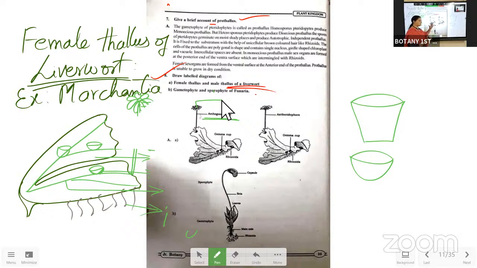If I am saying these are the fingers, then what is this? This is not a leg. This is the hand, isn't it? And this is the palm. We have to give the complete labeling of this part like that only here also. These are the archegonia.